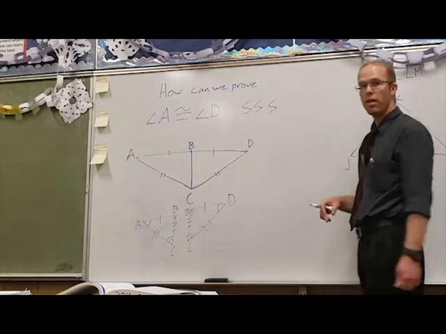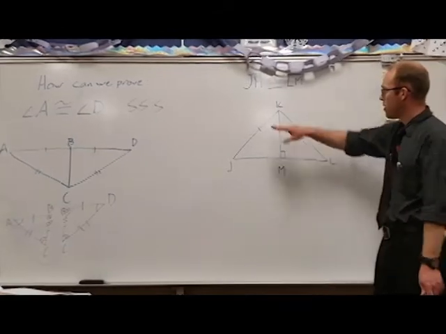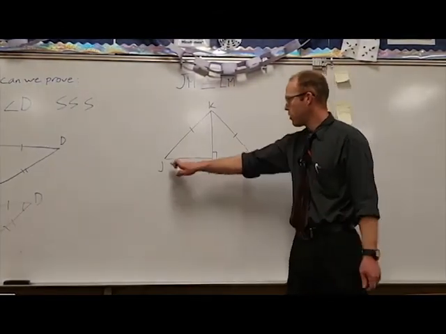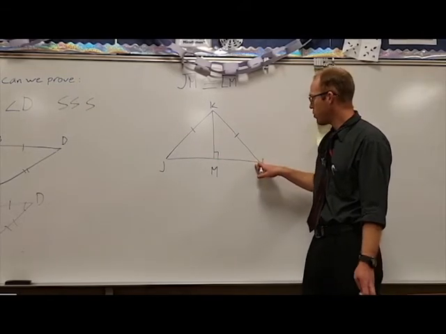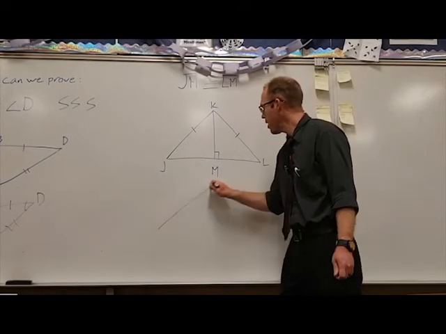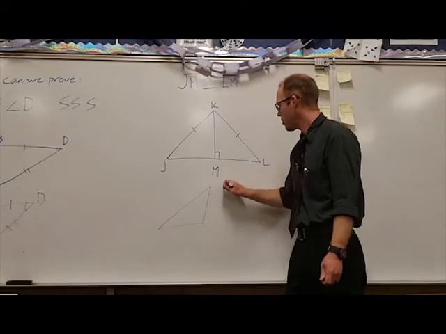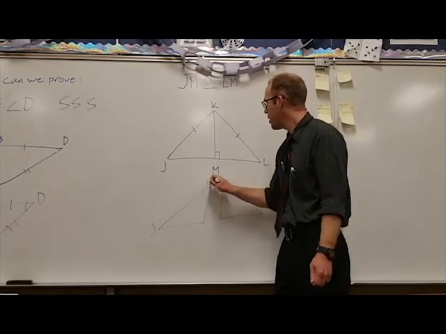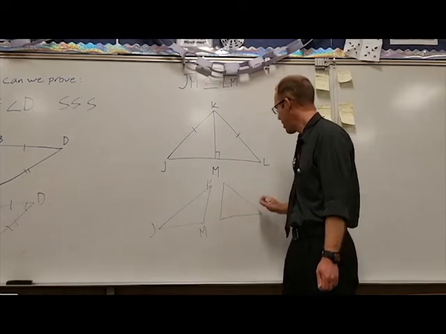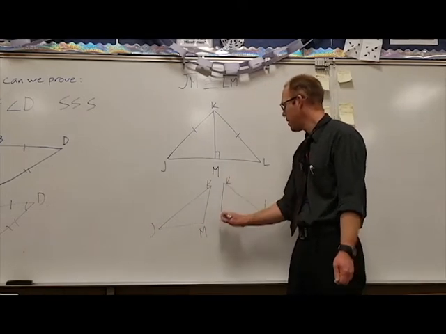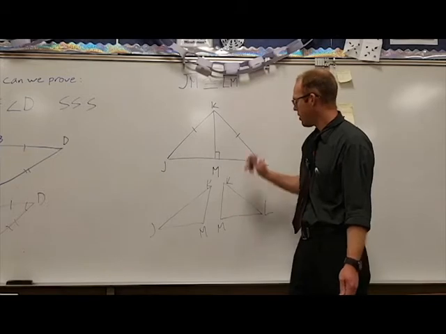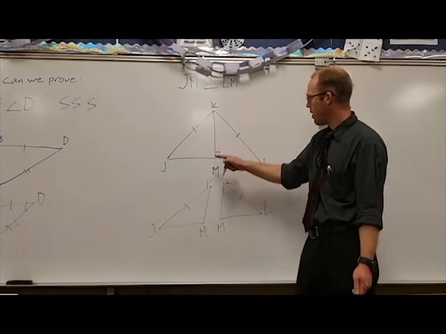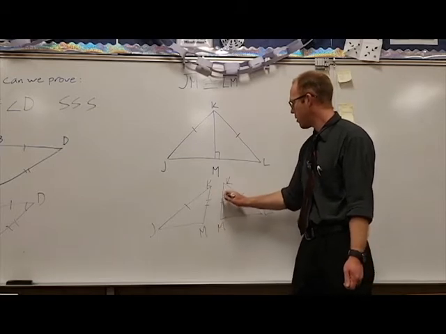Let's take a look at a second diagram. This one asks us to prove things about the line segments, that JM and LM are congruent to each other. So JM's here, LM is right there. Again, let's draw these separate from each other so we can prove that these two triangles are congruent. J, K, M, and L, K, M. We know that this and this side are congruent because it's given in our picture. We know that this side right here is congruent to that side right there.